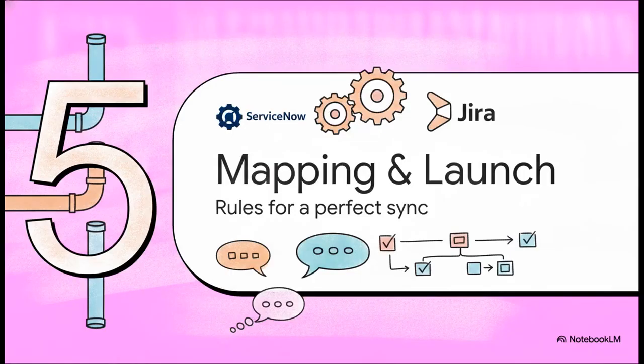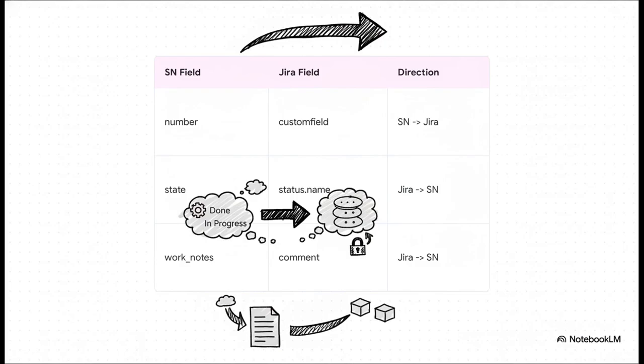Phase 5, Mapping and Launch. Rules of the road for a successful sync. We've got the plumbing connected in both directions, but now for the data translation. You have to agree on this mapping with your Jira admin counterpart. Let me explain exactly how this works.